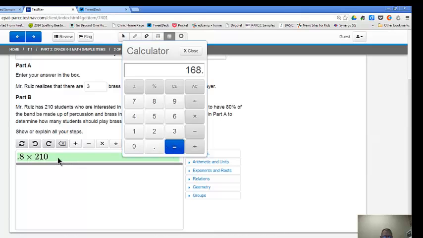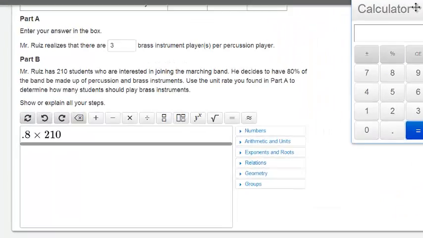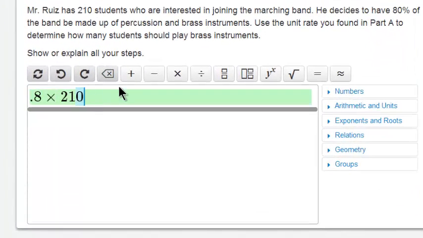equals 168. So I'm going to drag this out of the way, go back to my text box, type the equal sign, and type 168. So 168 of the players will be percussion or brass.